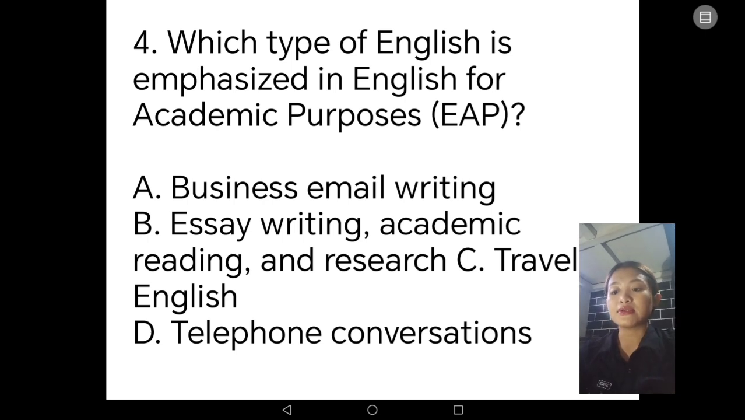Letter A is not the correct answer because business emails are part of English for business purposes. And letter C, travel English, is part of general or survival English, rather. And letter D, telephone English, is often in business English. So it's not for academic purposes.